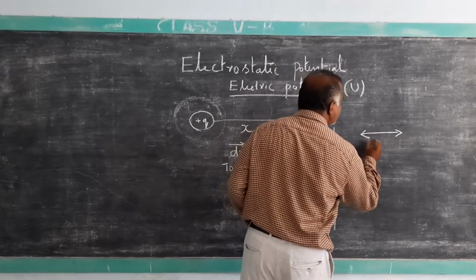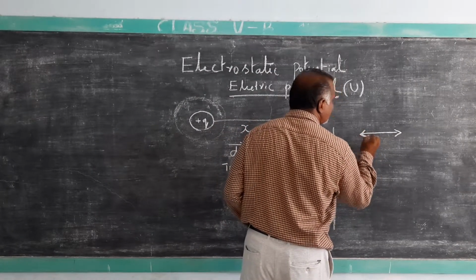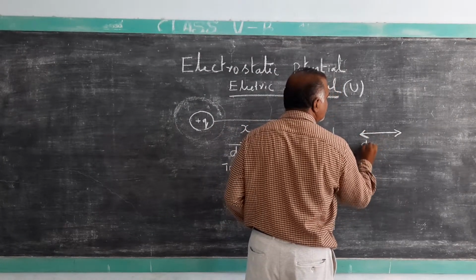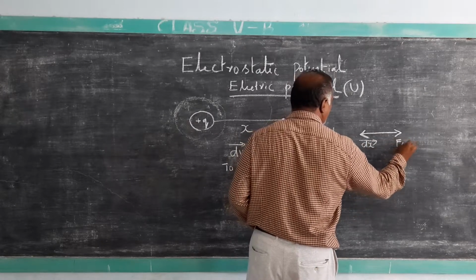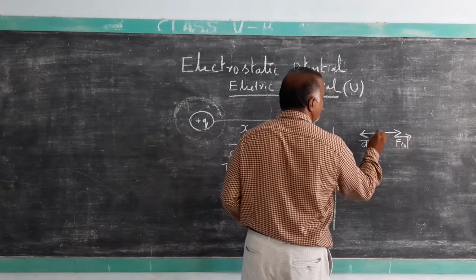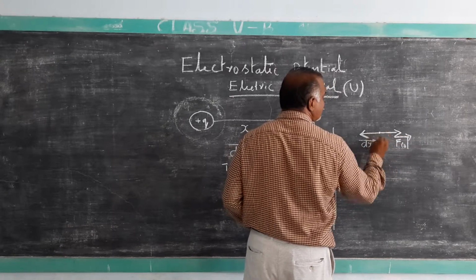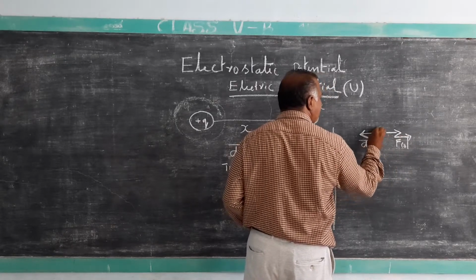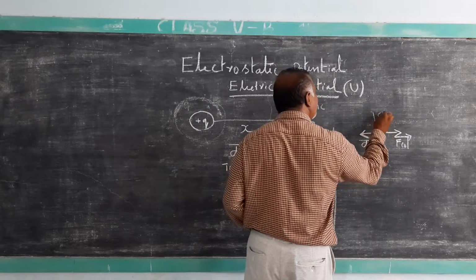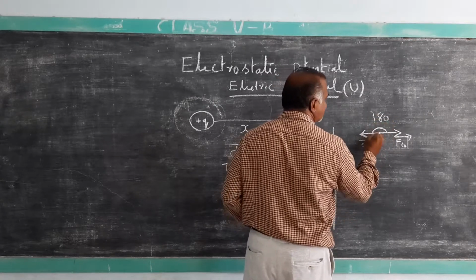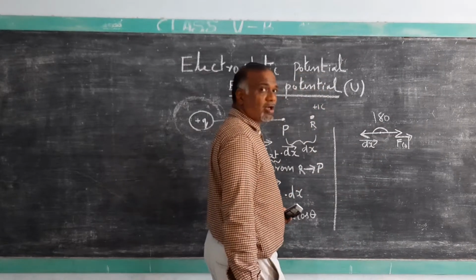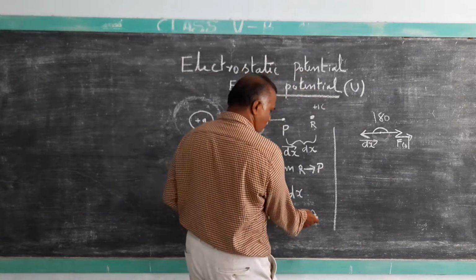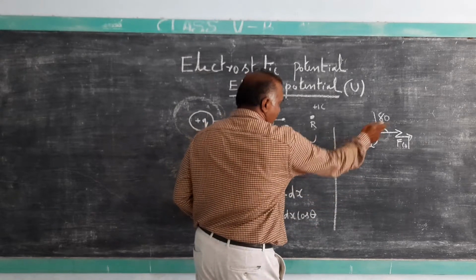For example, this is the dx vector acting in this direction. So this is the ds vector, and this is the F Coulomb acting direction. But the angle, if you take this for a small distance, is 180. Total angle is 360, so half of the angle is 180. Cos 180 is minus 1, so you substitute theta is 180 here.